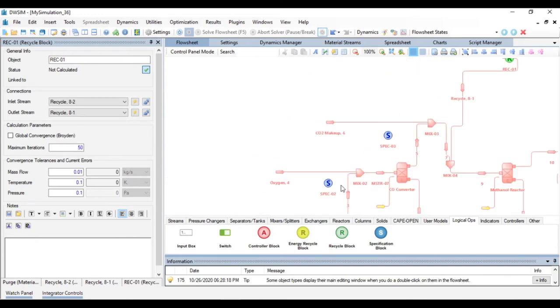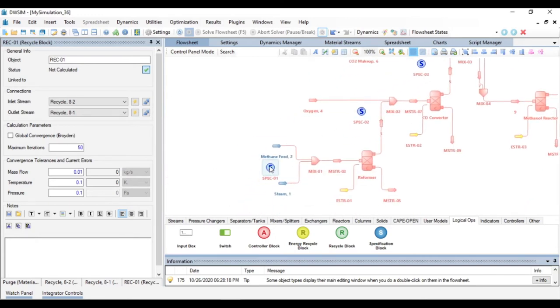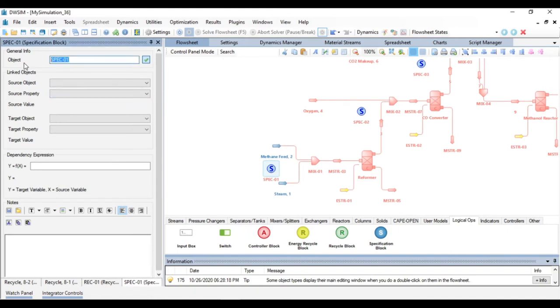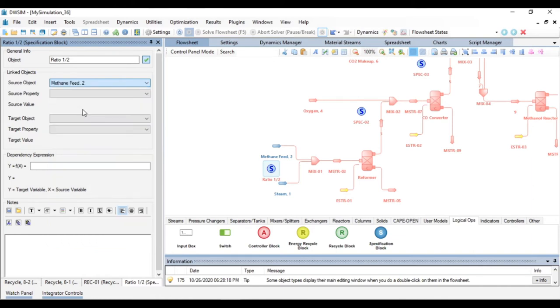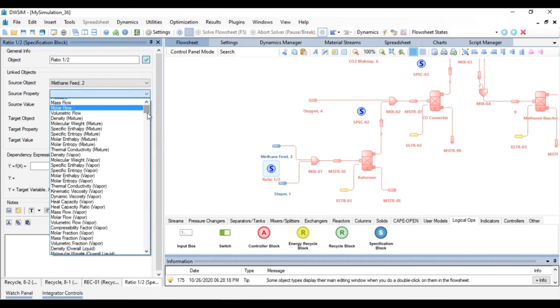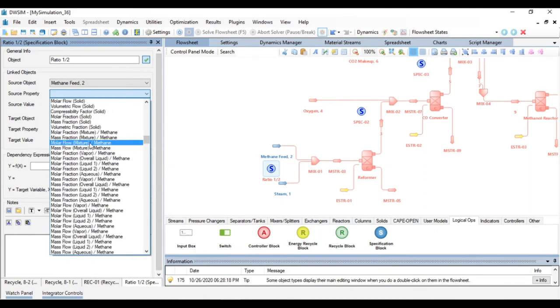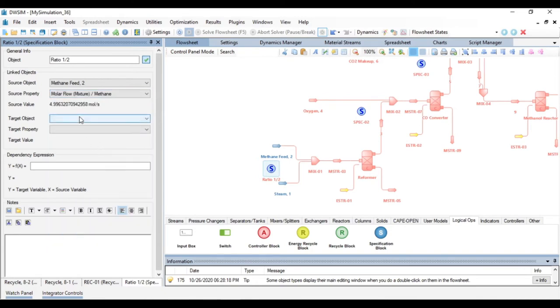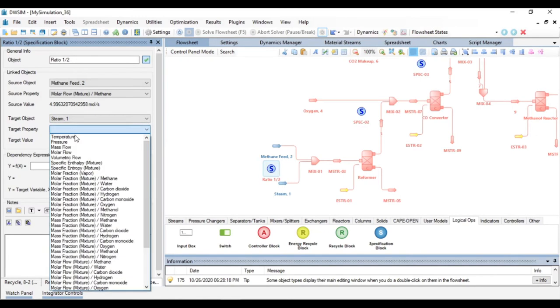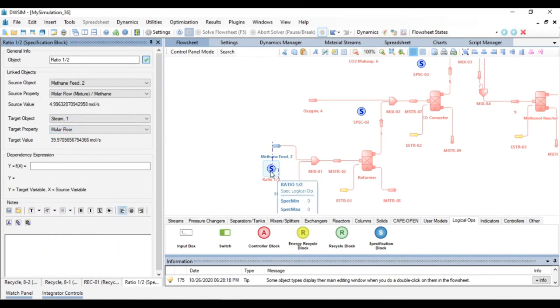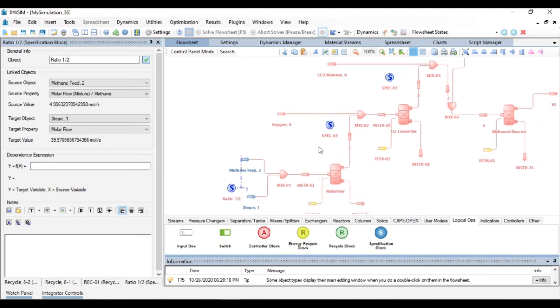So we go back again here. So this specification block, the name for this object is the ratio of the stream 1 and stream 2. So the source feed, or the source object here, is the methane feed. Stream 2, the source property is the molar flow of methane. The target object here is the stream 1. This is the molar flow of the stream. So we'll define the expression later.